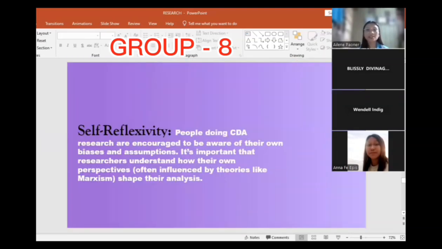Next, self-reflexivity. People doing CDA research are encouraged to be aware of their own biases and assumptions. It's important that researchers understand how their own perspective, often influenced by theories like Marxism, shapes their analysis.